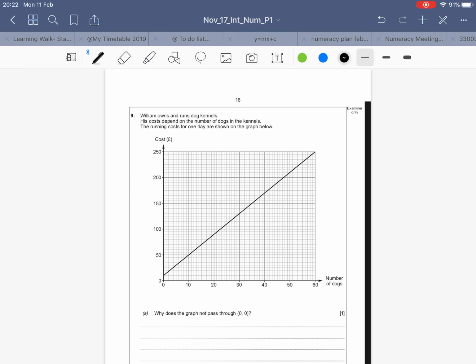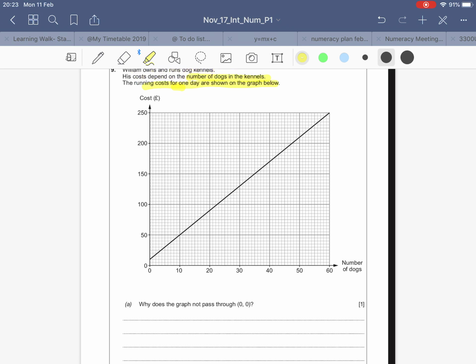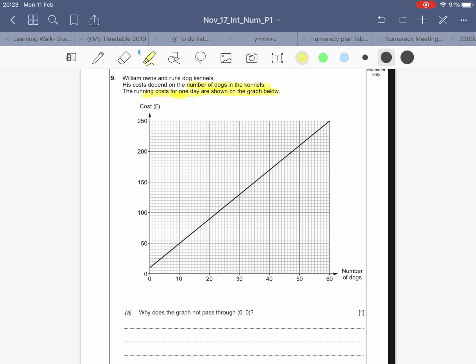Okay. Question 9 gives us a conversion graph. William owns and runs dog kennels, and his costs depend on the number of dogs in the kennel. Here are the running costs for 1 day. Part A of the question says, why does the graph not pass through 0, 0?